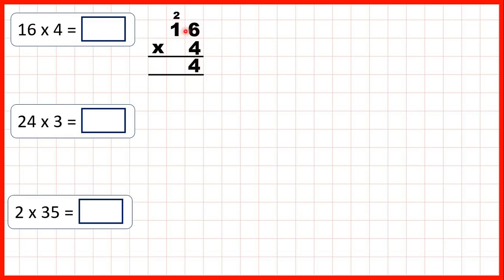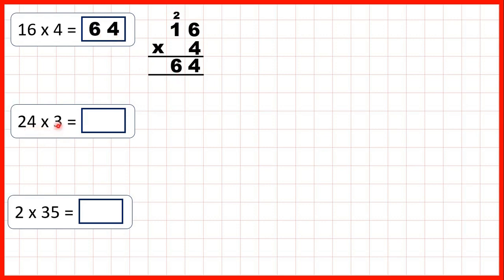Now we move on to our next digit, so on to our tens digit. 1 times 4 is 4, but what we need to do now is add the 2 that's on top. So 1 times 4 is 4, plus 2 is 6, so our answer is 64.